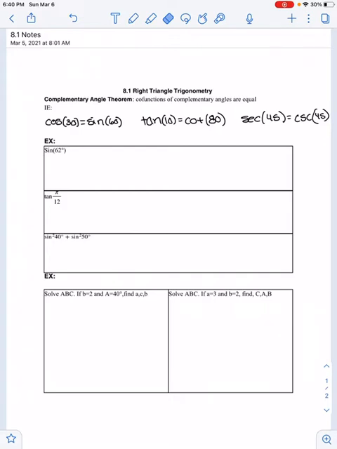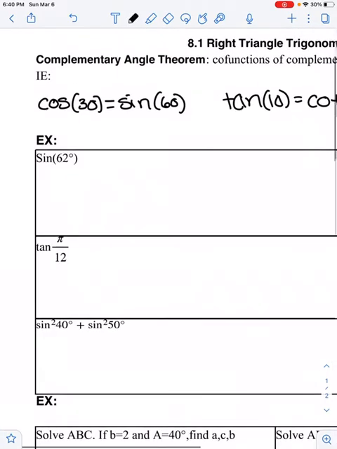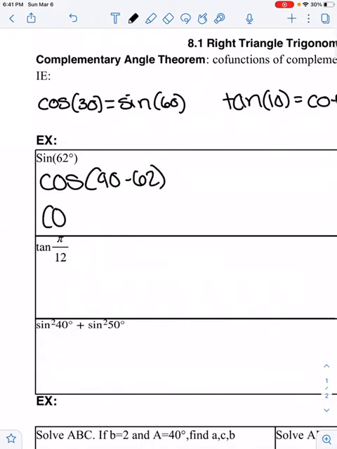So if I have the tan of 10, I can change that to cotangent and do 90 minus 10, which is 80. So those are the ones we can switch. So let's practice. The first example is the sine of 62. So I can change that to the cosine of 90 minus 62. And 90 minus 62 is 28. So the sine of 62 and the cosine of 28 equal the same thing.